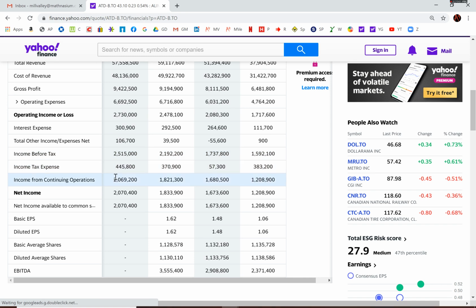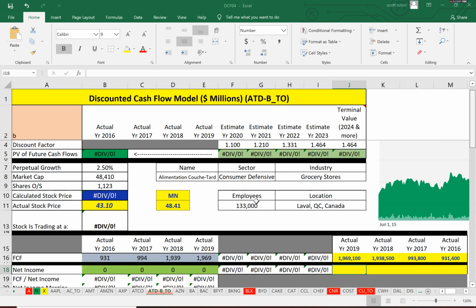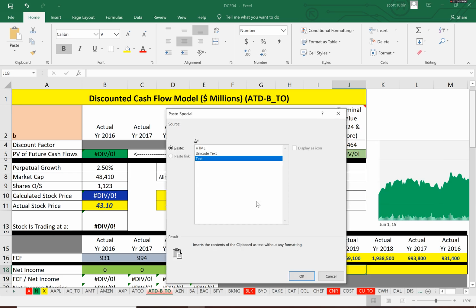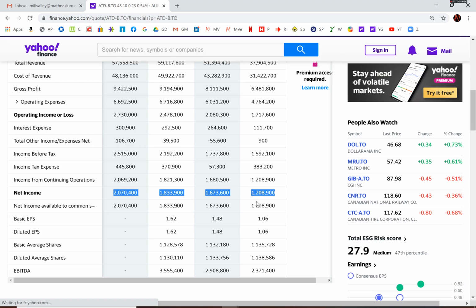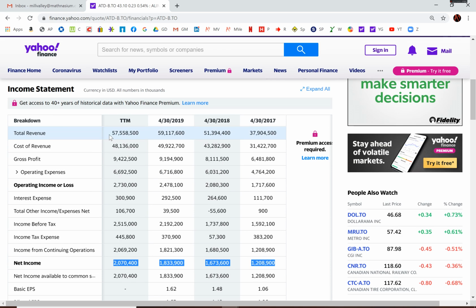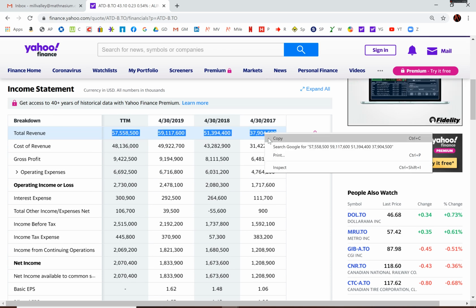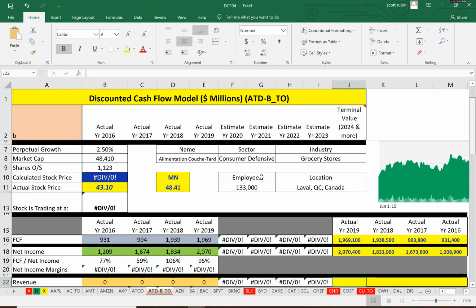Next is income tax, net income on the income statement, which is the profit and loss for each year. And then we need revenue. So it looks like they had a nice jump each year.